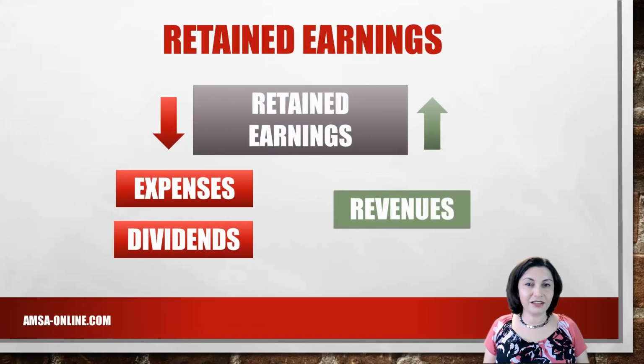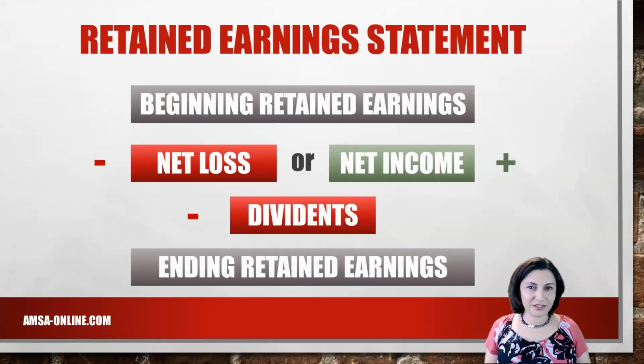The increases and decreases in retained earnings from business operations during the period are summarized in the statement of retained earnings. Revenues increase retained earnings, and dividends and expenses decrease retained earnings. Retained earnings is a part of stockholders' or owner's equity. The retained earnings statement is a summary of changes in a corporation's retained earnings for a specific period of time, such as a month or a year.